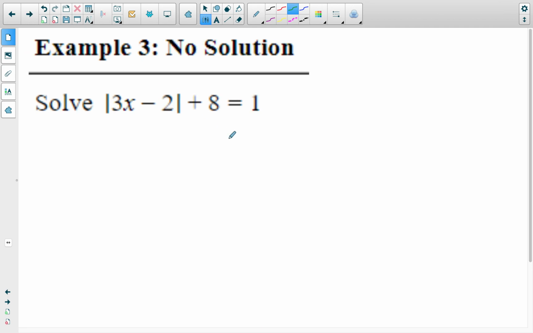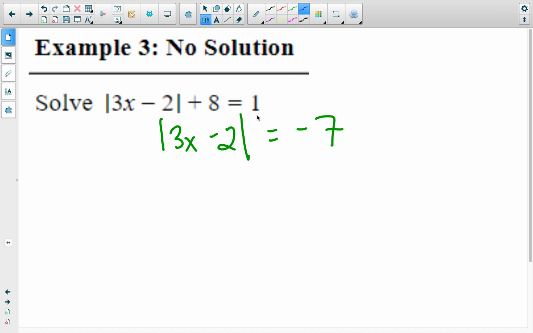This is a case where we're going to have no solution. Okay, so something like this, we're following the steps of solving linear equations, and then when we get to the point where the grouping symbol is the only thing on the left side, that's when we separate into the two cases. So first, we're just going to start off keeping that absolute value of 3x minus 2, and we're going to subtract 8 from both sides to get -7. And then now from here is where we'll separate it out into two cases.